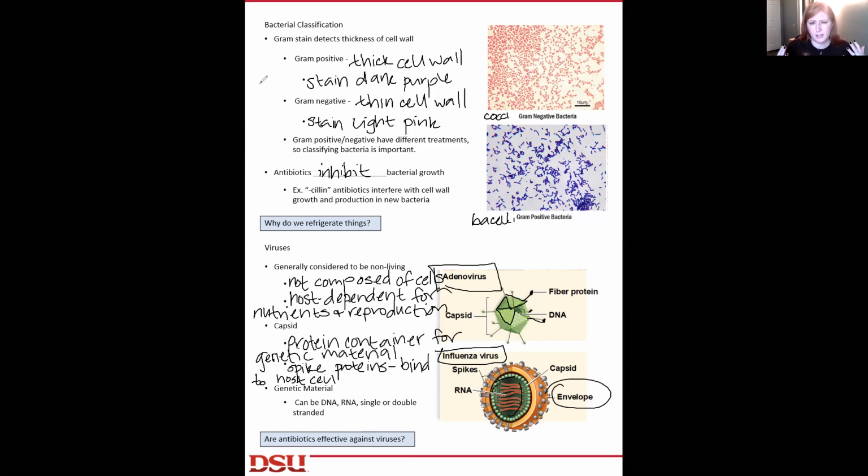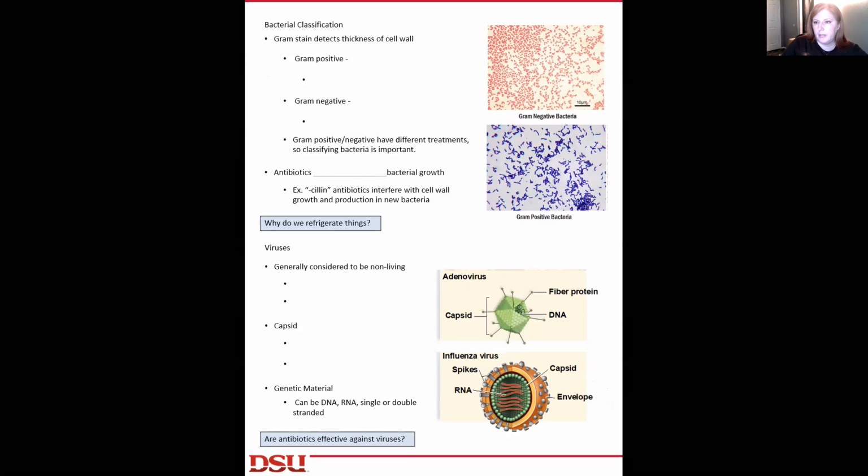Same thing happens with sinus infections. If you've had a cold, you start to feel better, and then all of a sudden you're sick all over again. It's usually a bacterial infection that's settled into the sinuses. So no, antibiotics don't work with viruses.